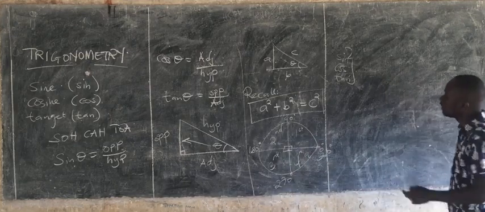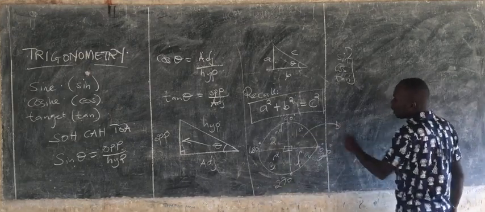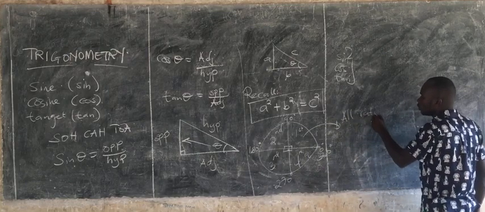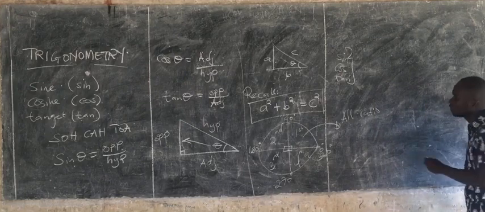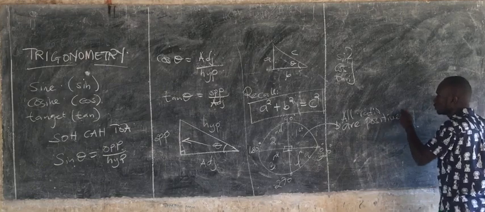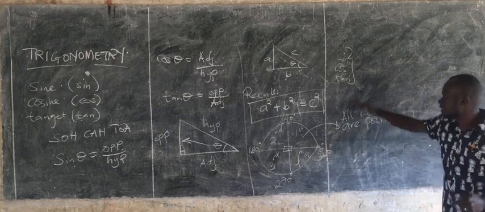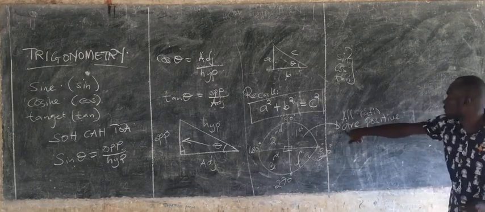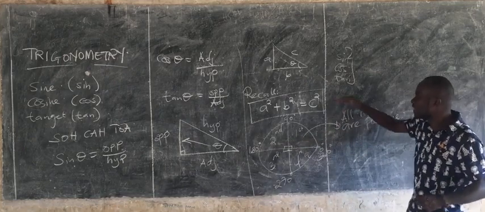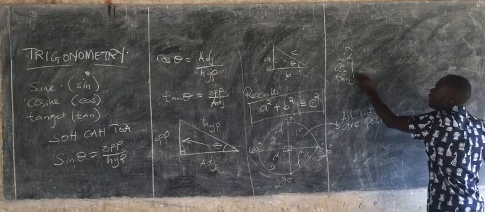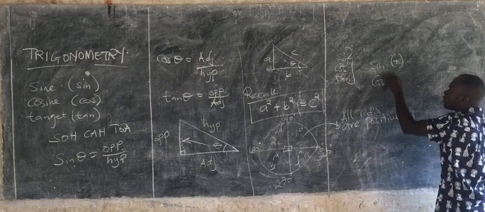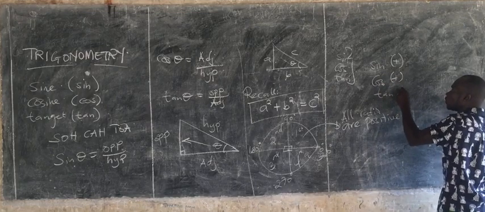So for instance, in the first quadrant, we shall notice that all trigonometric ratios are positive. What do I mean by this statement, saying that all trigonometric ratios are positive? This happens in the first quadrant. By this I mean, in the first quadrant, the value of sine is positive, the value of cos is positive, and the value of tan is also positive.